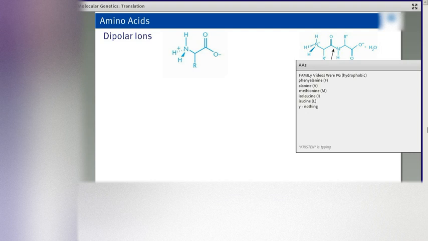And then what about V? Yeah, valine, good. Okay, W: tryptophan. P: good old proline. And finally, G is glycine. Okay, so family videos were PG gives you all of your hydrophobic amino acids.